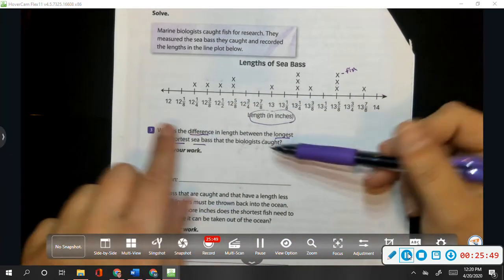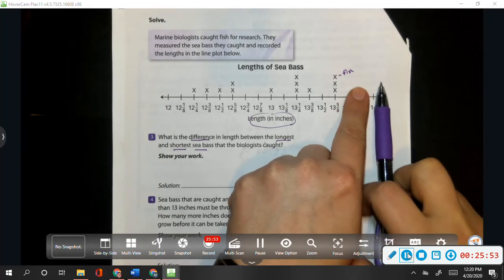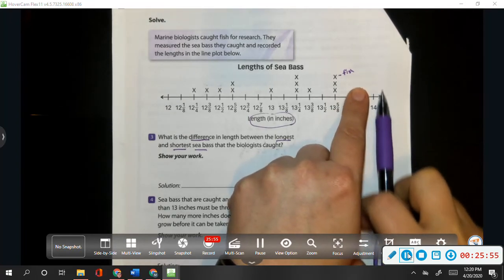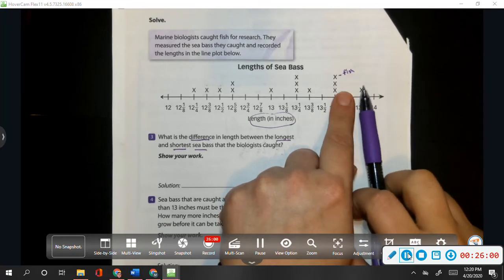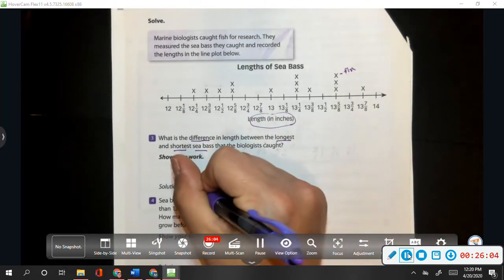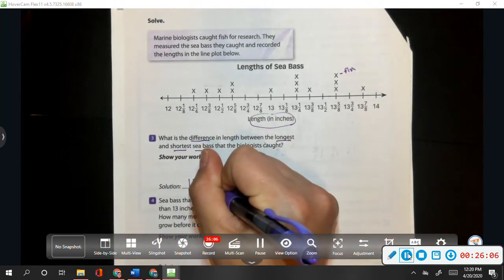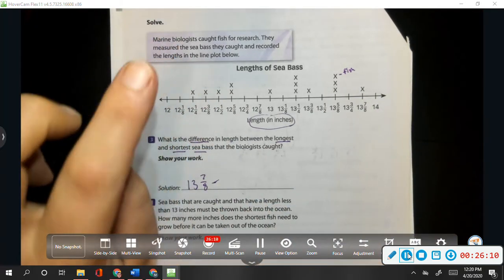So we want the longest, so we're going to go all the way over here. Is it going to be 14? No, because there were no fishes that were worth 14 inches. We got to go to the first one, or the last one that has a fish in it, which would be 13 7/8. And we know we're subtracting, because we saw that, the difference.